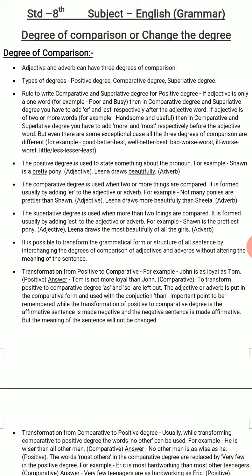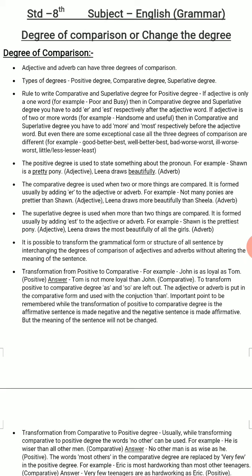It can be said as change the degree. So the first point, students: adjective and adverb can have 3 degrees of comparison. Yes, adjective and adverb have 3 degrees, which are said to be the degrees of comparison. Second point, types of degrees. There are 3 different types of degrees. First is positive degree, second is comparative degree and third is superlative degree.